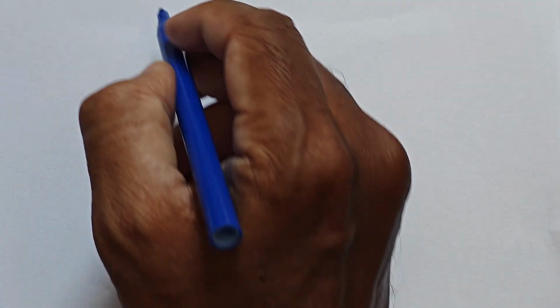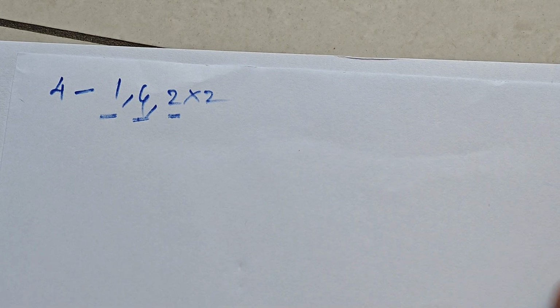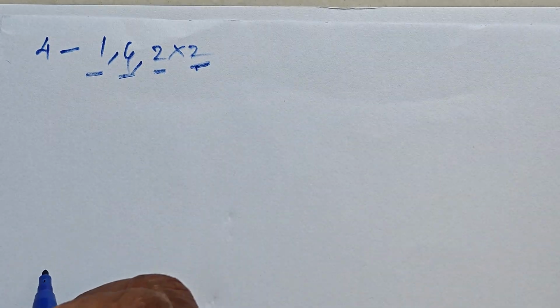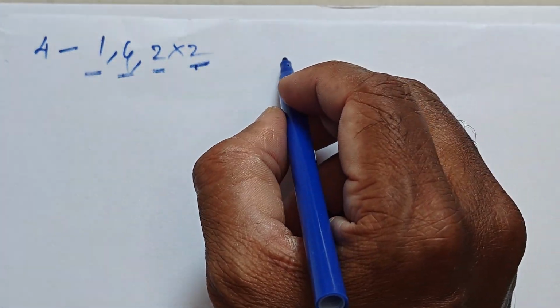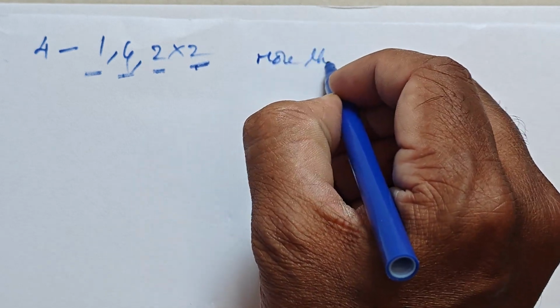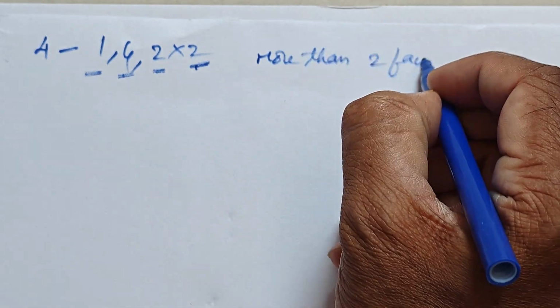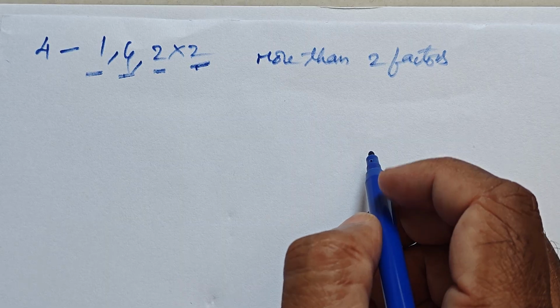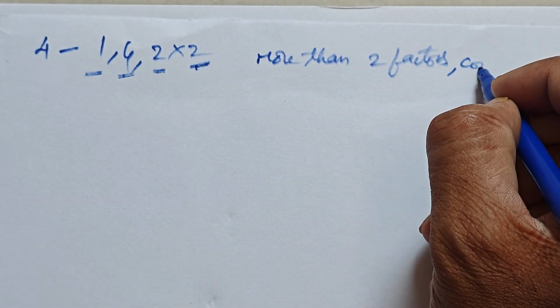So in this case, I can say 1 can divide definitely, 4 will definitely divide, and also I can say 2 into 2. That means number 1, number 2. This is the third factor. So here 1, 4, 2 comma 2. So here more than two factors. That means this is a composite number.